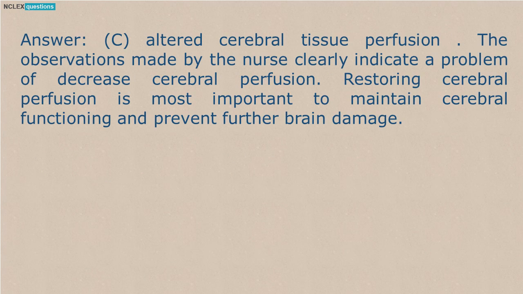Answer D. Fluid and electrolyte monitoring. Total parenteral nutrition is a method of providing nutrients to the body by enteral route. The admixture is made up of proteins, carbohydrates, fats, electrolytes, vitamins, trace minerals, and sterile water.